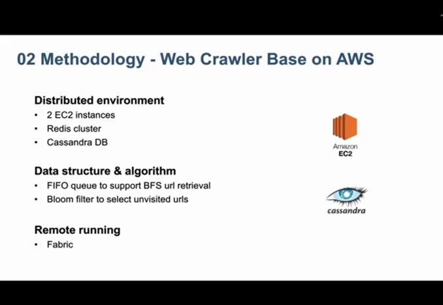And we use a queue to support BFS URL retrieval. And we use a Bloom filter to efficiently look up unvisited URLs. For remote command execution on AWS EC2 instances, I'm using the Fabric Python library. It's a wrapper over SSH commands to execute commands and scripts.